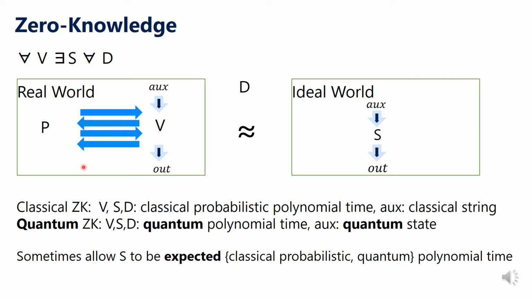In the traditional notion of zero knowledge, we require classical zero knowledge, where everything including V, S, D, and AUX are classical. On the other hand, when we consider security against quantum adversaries, we have to think about quantum zero knowledge, where everything is replaced with quantum algorithms or quantum states. And also, usually a simulator is assumed to be a polynomial time machine, but sometimes we allow the simulator to be expected polynomial time.